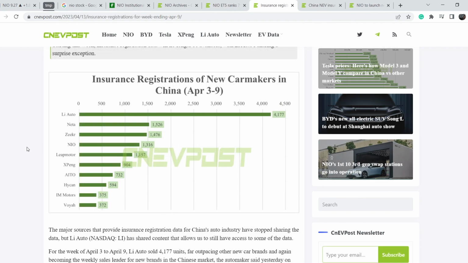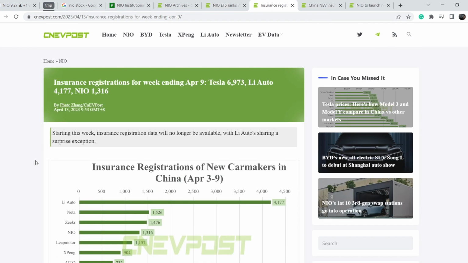On top of that, let me show you this data. We can find this article on cnvpost.com as well, and it was published on April 13th, and it says insurance registrations for week ending April the 9th. And right here you can find that NIO had 1,316 registrations during this week.